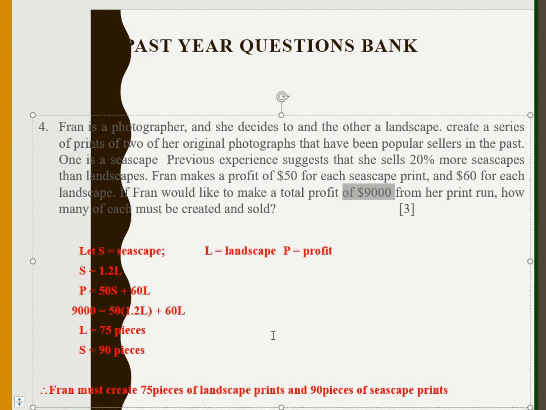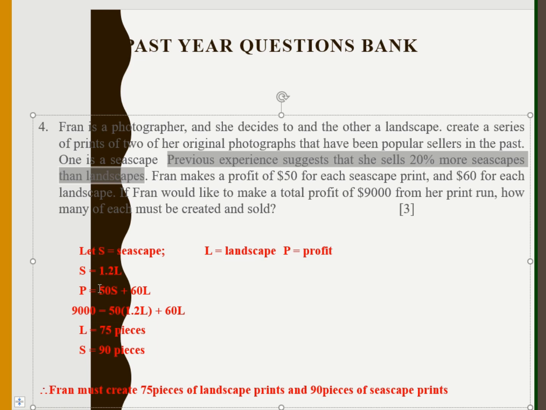So let's do it one by one. Every number in this question must be used, so highlight everything. One is a seascape, one is a landscape. Previous experience suggests she sells 20% more seascapes than landscapes. So when you see something like that, always use the ratio method. What is said first? Seascapes, put it on the left. What is said second? Landscapes, put it on the right. 20% more, I already told you, when it comes to 20% more, what am I saying? 120%. 30% more is 130%. So 20% more is 120%.